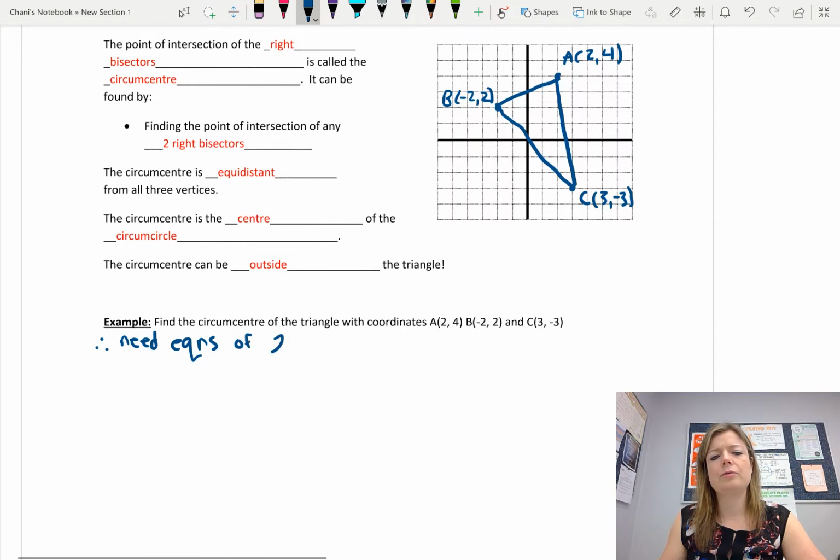of two perpendicular bisectors. Oh, don't you wish that was peanut butter? You should eat some peanut butter while you're watching this video.